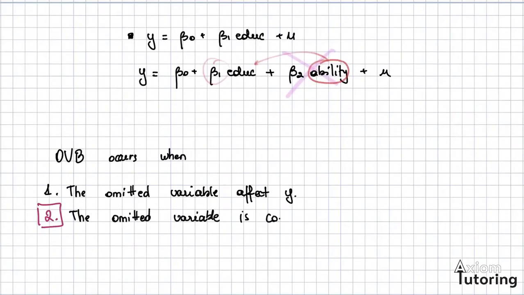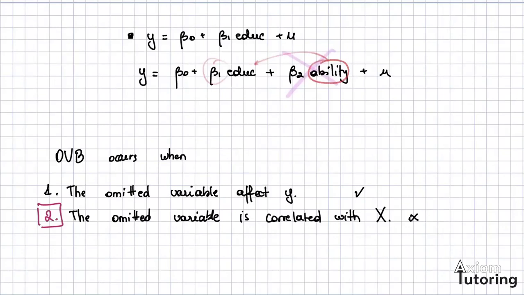is correlated with x. If you give me only the first direction in an exam, but you don't give the second one, then you have only answered half of the OVB question, because both of these need to be fulfilled. Both of them are necessary for you to actually observe omitted variable bias. If the omitted variable is uncorrelated with X, then there is no bias.